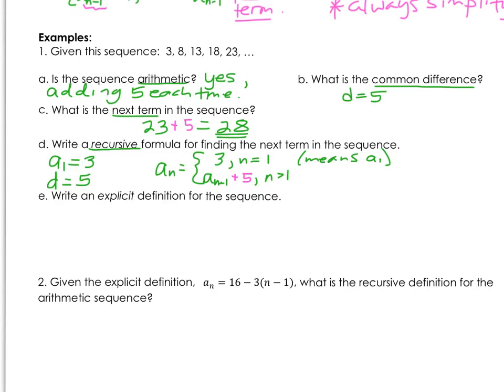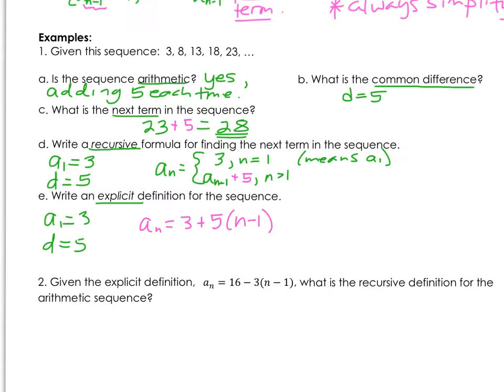All right, let's convert this and try to find the explicit definition as well. To find the explicit definition, we need the same things, but our formula is just going to look a little different. We still need a sub 1, and we still need d. Those two values stay the same. The explicit definition just has us go right to that a sub n rule with only one row. A sub 1 plus d times n minus 1.